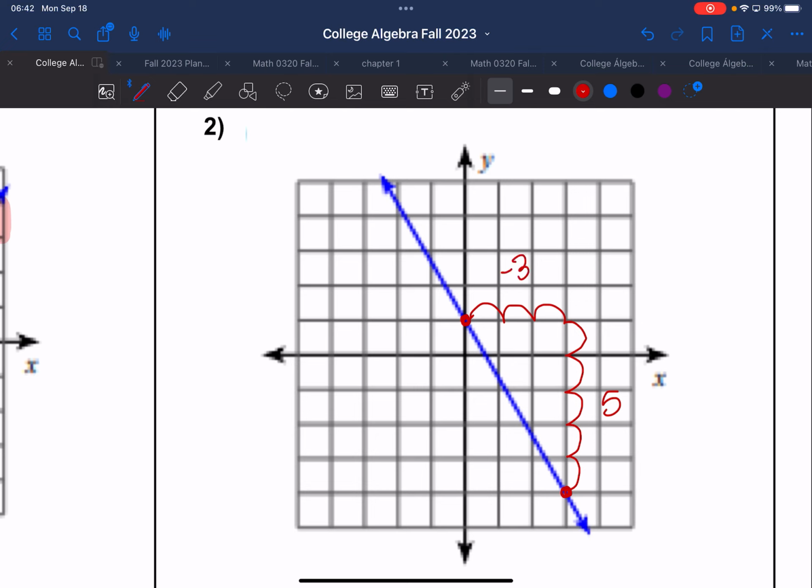Negative 3. So if I write my rise over run, I had to go up 5 and left 3, giving me the slope negative 5/3. Because technically I should have wrote the negative on the outside, but it's fine. 5 over negative 3.